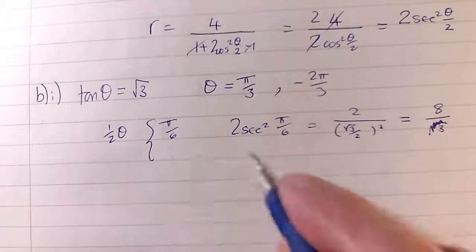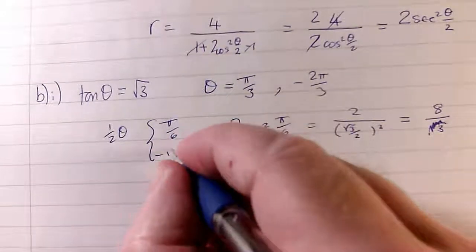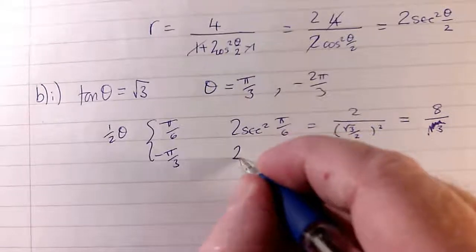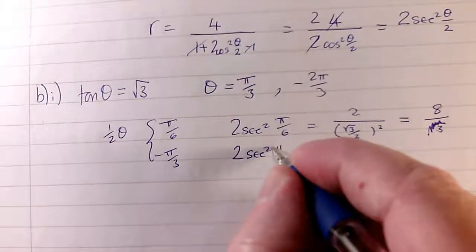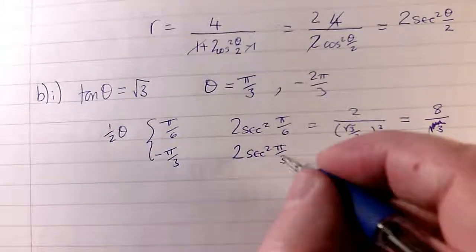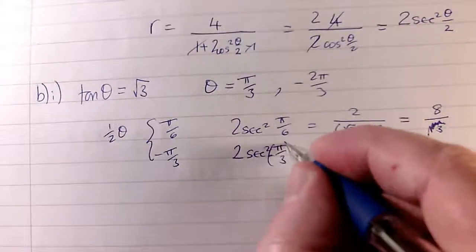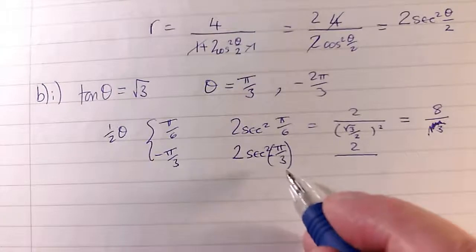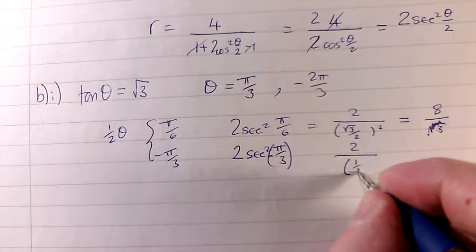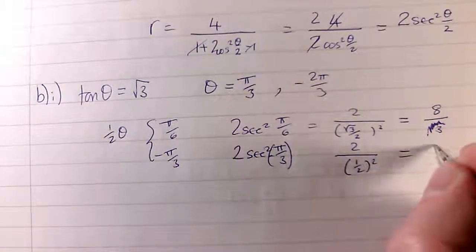And half theta could be half of this at minus pi by 3. So r would equal 2 sec squared of minus pi by 3, which is 2 over cos of minus pi by 3, but cos of minus pi by 3 is the same as cos of pi by 3, which is a half, so it's 2 over a half squared, which is 8.